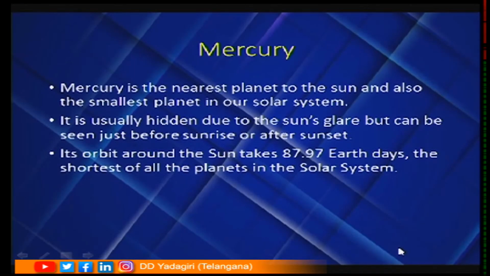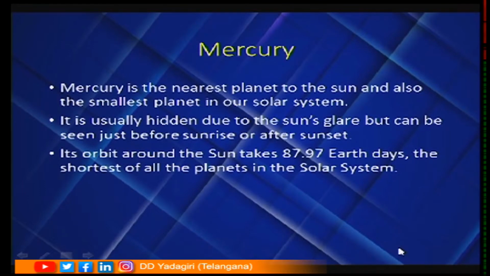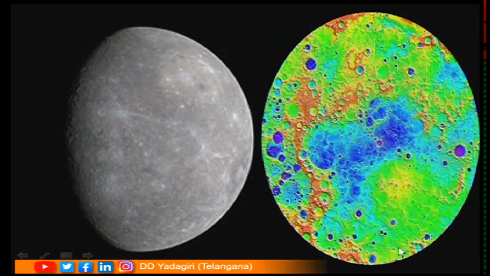So, let us study in detail about the different planets, starting from Mercury. Mercury is the first planet of the solar system. It is present very close to the sun. It is the nearest planet to the sun and also the smallest planet. Its orbit around the sun takes around 87.97 Earth days. The shortest of all the planets in the solar system is Mercury. It is seen like this. Children, this is the planet Mercury.